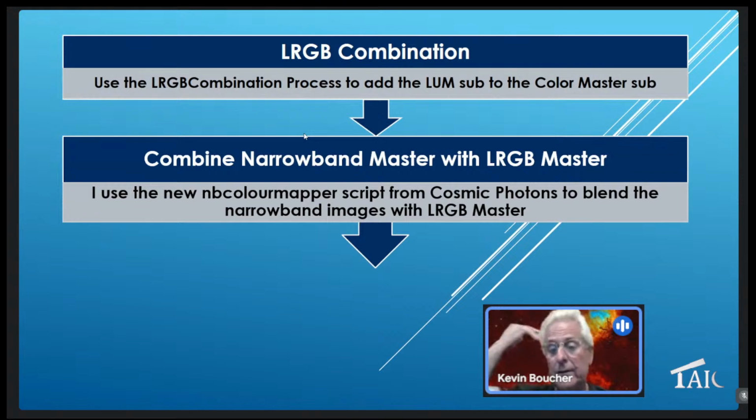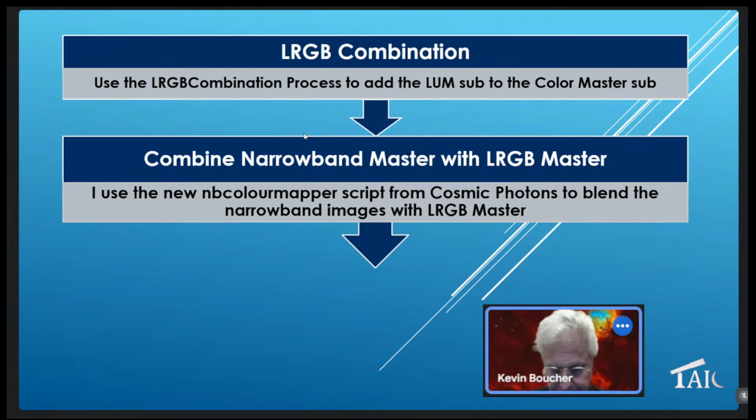Finally, if I want to bring in narrowband data into the LRGB master that I just created above, I love the NB Color Mapper script from Cosmic Photons, which once again, Mike Cranfield wrote that tool in combination with Adam Block. And this gives you the ability, with a lot of control, as to what exact color you want to assign to your narrowband as you're blending it into your color image.